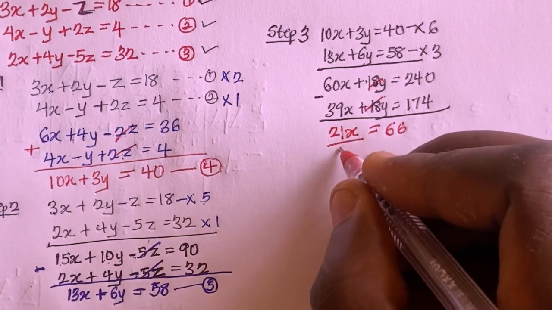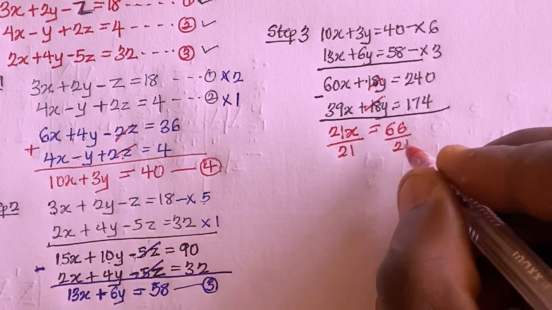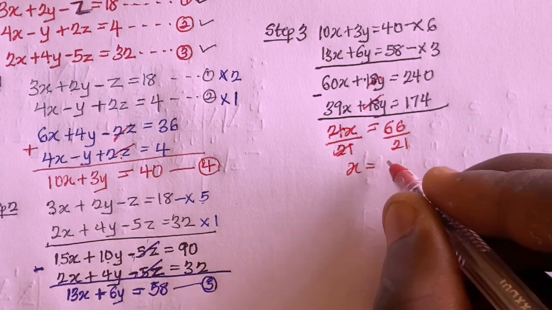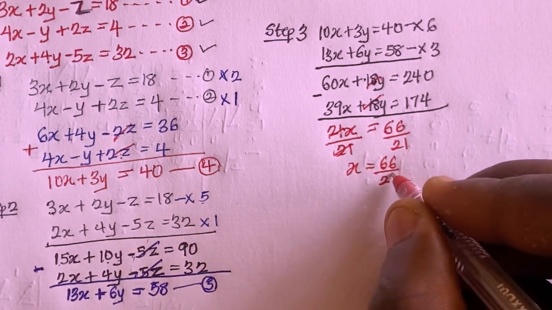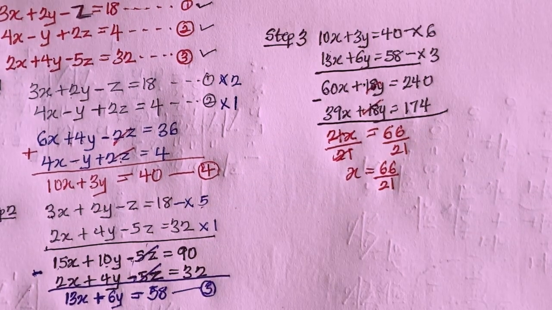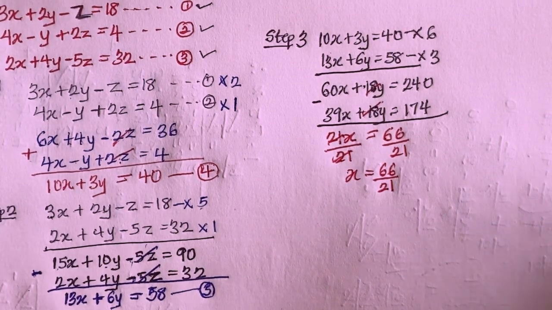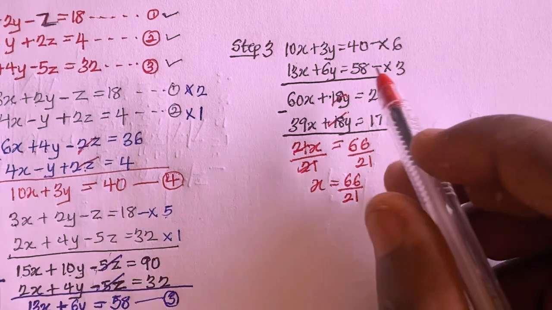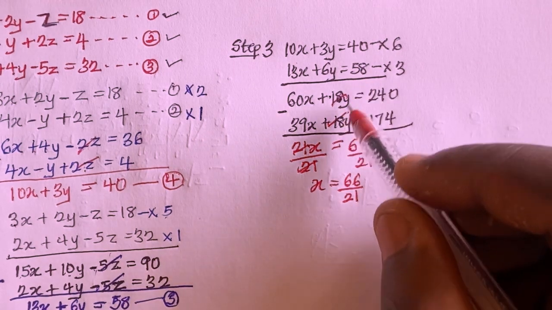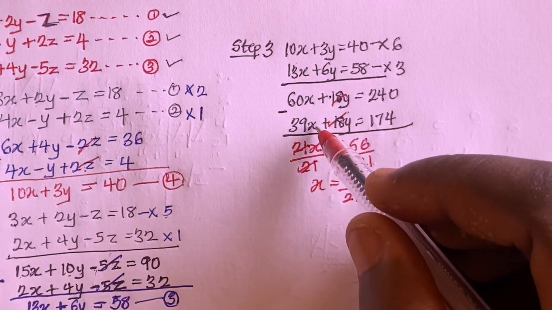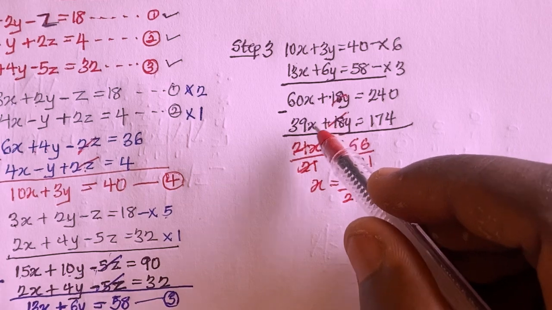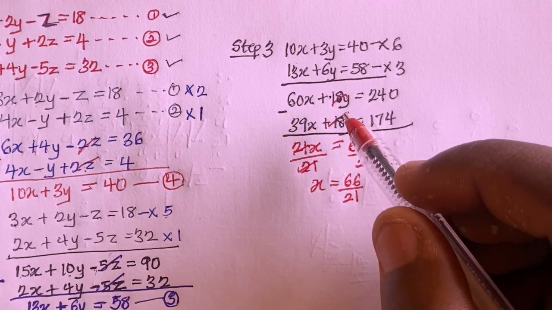66. Then we are going to divide by 21. Then our x is going to be what? 66 divided by 21. The next thing I'm going to do is solve for y, right? So now looking at this side, since I eliminated my y in order to get the value of x, what I'm going to do is eliminate my x now in order for me to get the value of y.